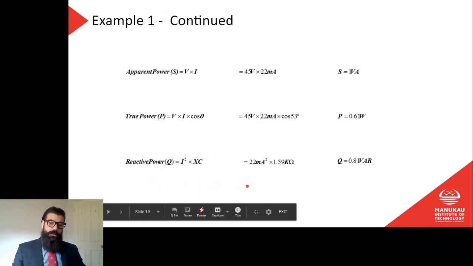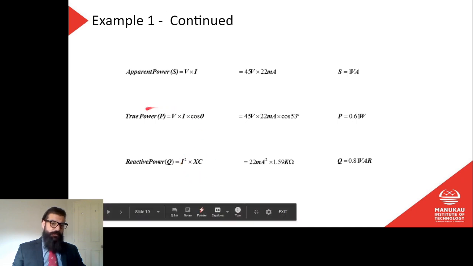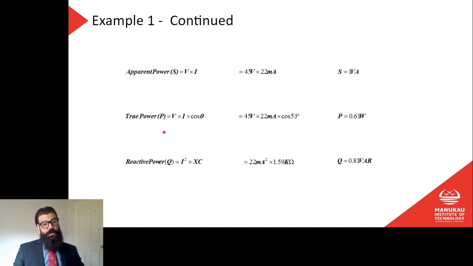Reactive power, I squared times XC. Now I could use I squared times R for this equation here as well, right? Because I know what the current is, it's a series circuit, the current is the same everywhere. I know what the resistance is.